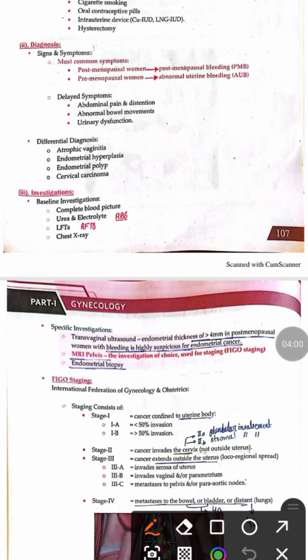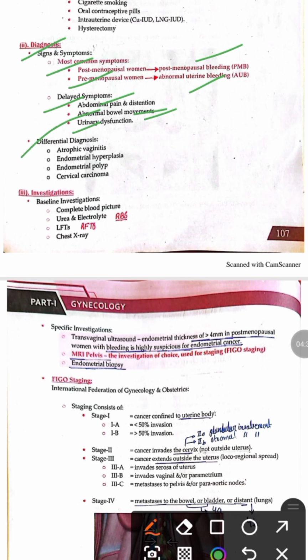Next are the signs and symptoms of endometrial carcinoma. The most common symptom in postmenopausal women is postmenopausal bleeding. In premenopausal women, there will be abnormal uterine bleeding. The late symptoms also include abdominal pain and distension due to the growth of the tumor, and there may be abnormal bowel movement, and urinary dysfunction in case of extension to the bladder. The abnormal bowel movements are due to distension or the mass effect of the tumor on the rectum.